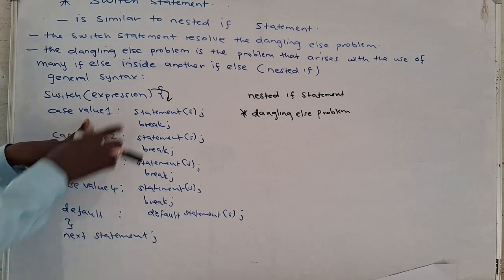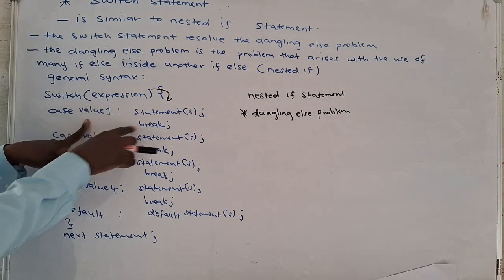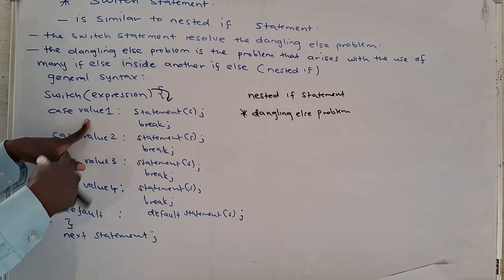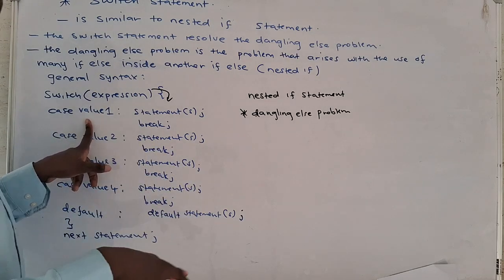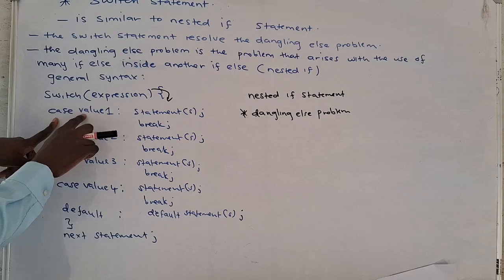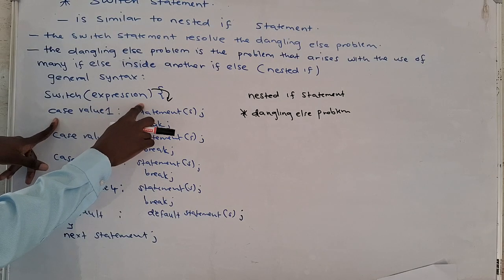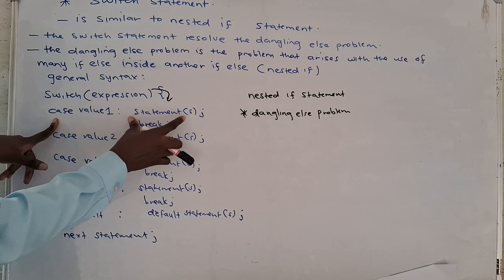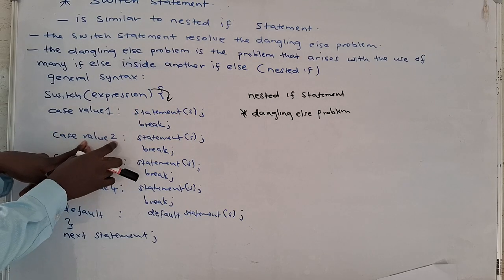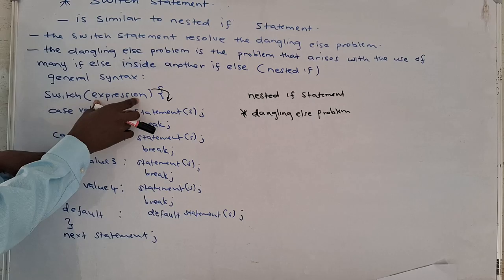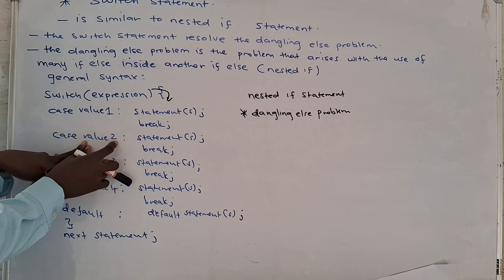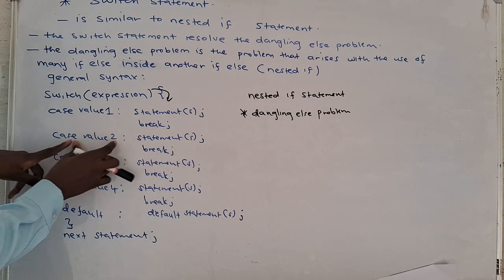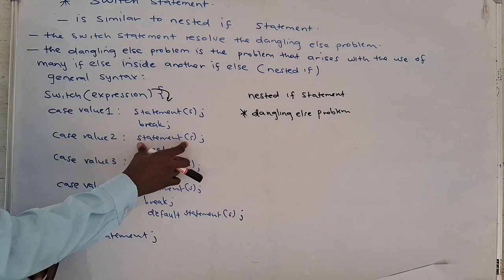This one is compared with this one. It will go sequentially. I told you how the program is executed: it is executed sequentially. So it is going to compare value 1 with the expression value. Suppose these are not matching, what is going to happen? It is not going to execute these statements. It is going to compare value 2 with the expression value. If this is matched, what is going to happen? The statements under value 2 are going to be executed.